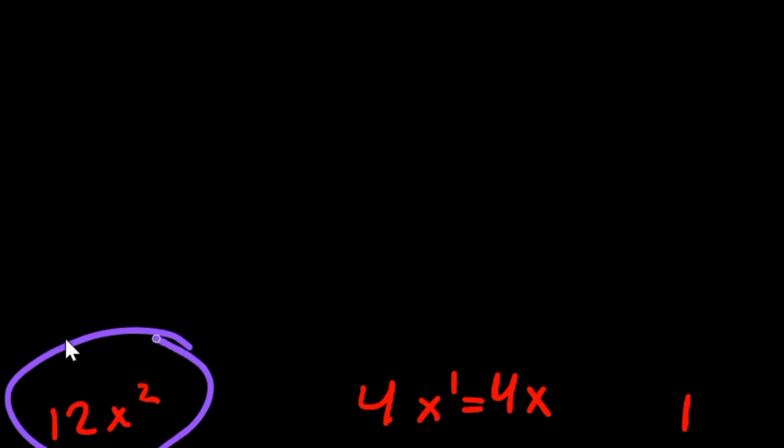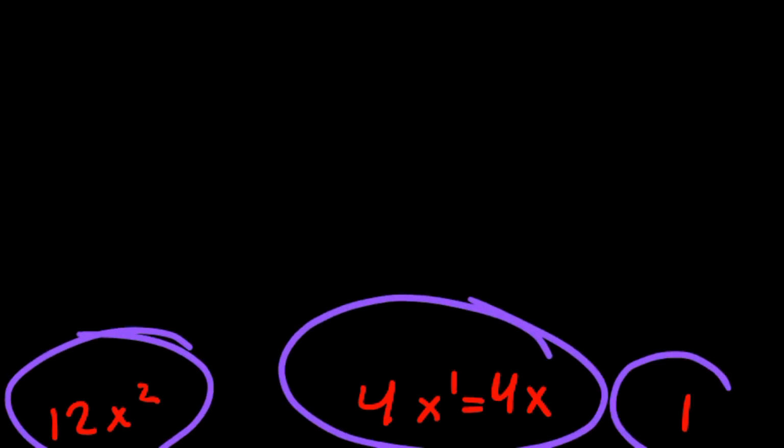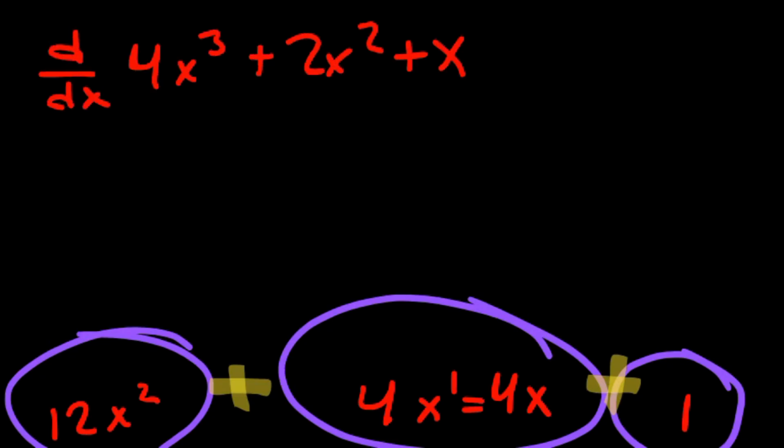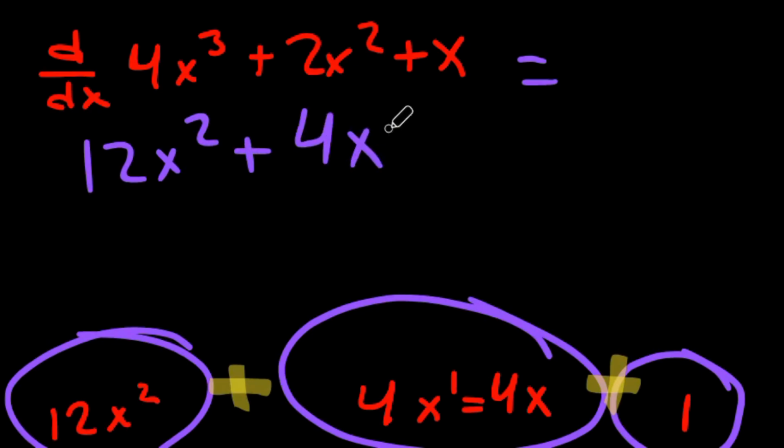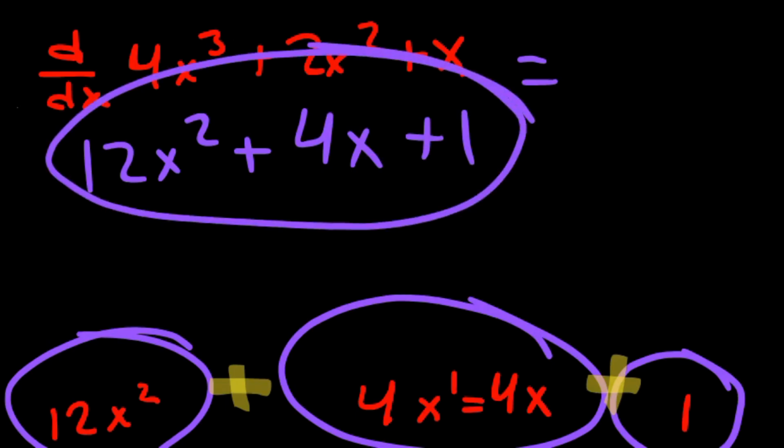So these are our three derivatives, right? And according to the sum rule, we are going to add them together. So our final answer is going to be, let me rewrite everything again. This is going to be equal to 12x squared plus 4x plus 1. That is going to be our final derivative.